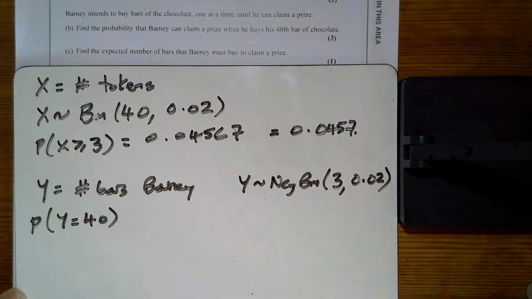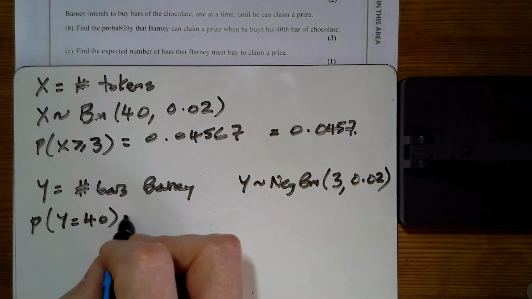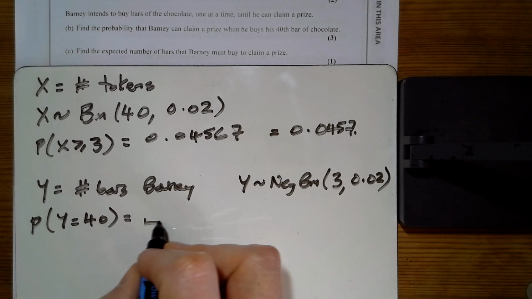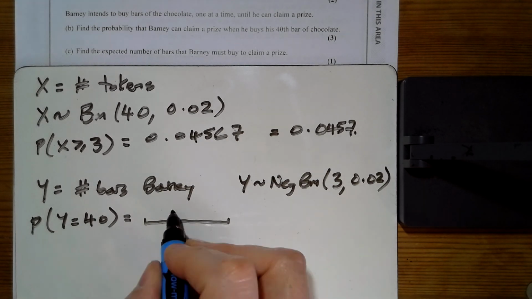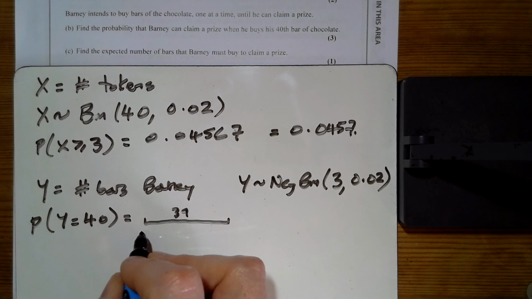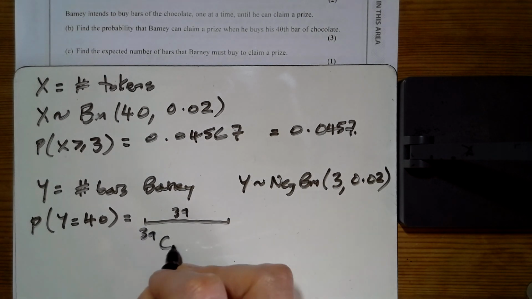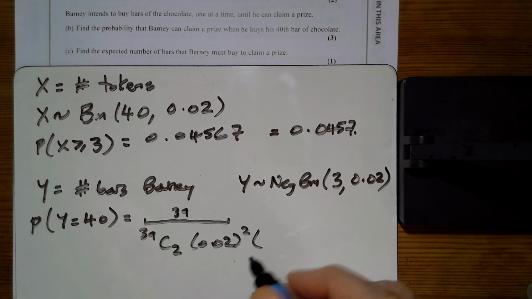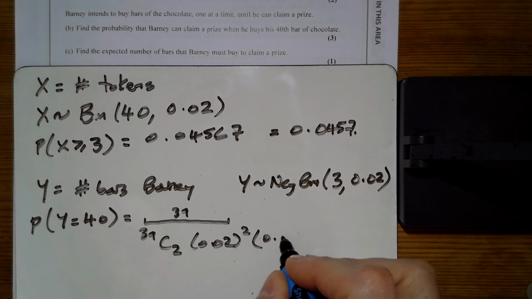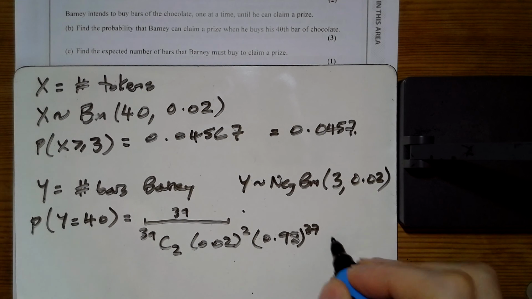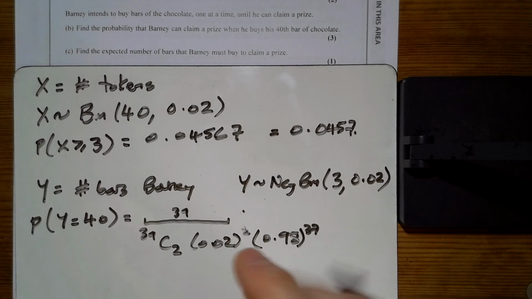Let's move that up a little bit. And so the probability of it equaling 40, well, we can use the formula, or we can think about it logically. Logically is that in the first 39 goes, we get 2 of them. So that is 39 choose 2, 2 successes, and 37 failures. And then on the 40th go, we get the extra success. So that's when that changes to a 3 here.